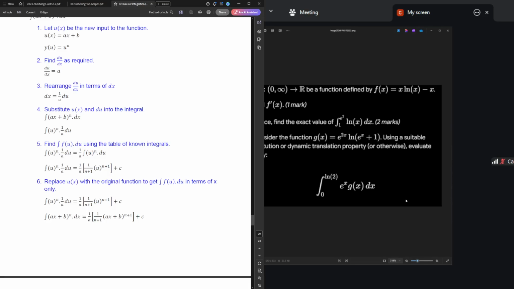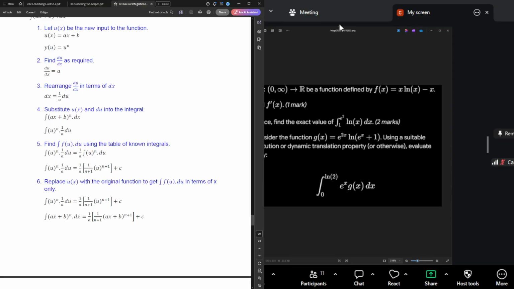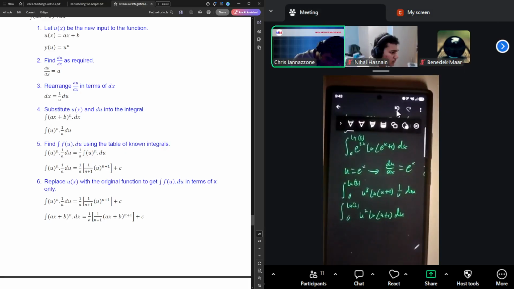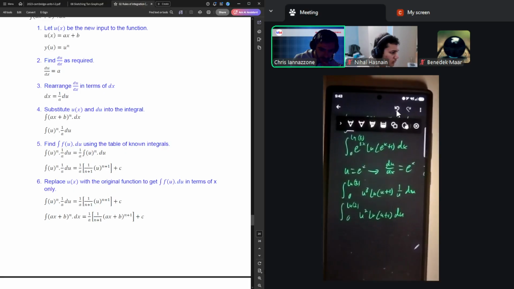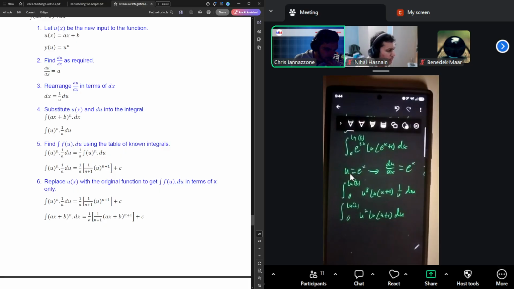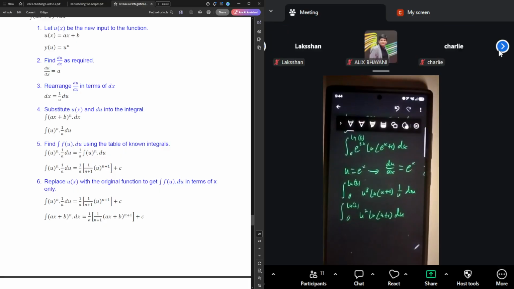Natural log u plus 1 du, which ends up being significantly simpler than what we had before, but still not quite there, because we still can't really antidifferentiate u squared natural log u plus 1. So what are we going to do from here? That's probably as far as I could get this now.